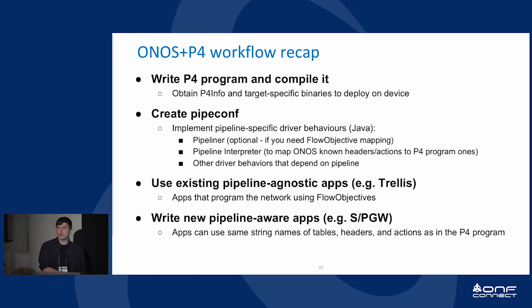If you plan to use ONOS to control your pipeline without using flow objectives or OpenFlow-like actions, you don't need to write any Java code. You can use the existing ONOS APIs to control the specific capabilities of your pipeline. After you create the Pipeconf, if you provided a pipeliner and other implementations of driver behaviors, you can decide to use existing pipeline-agnostic applications like Trellis, or you can write new pipeline-aware applications like serving and packet gateway control.